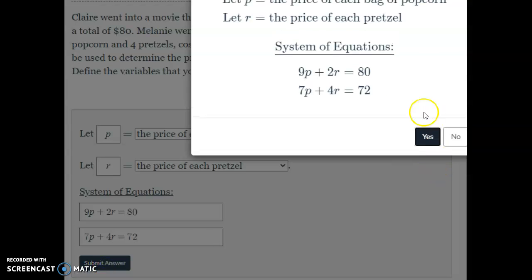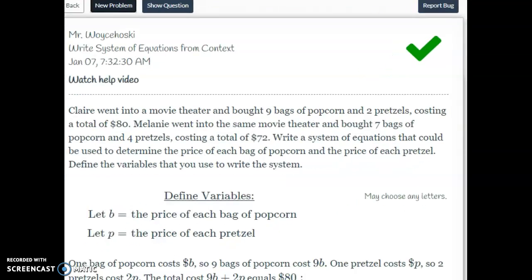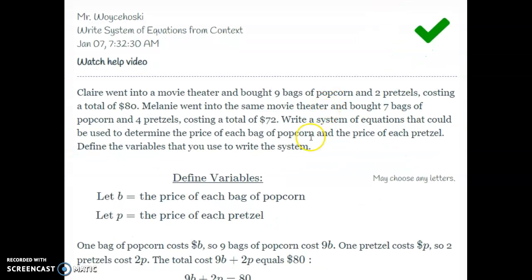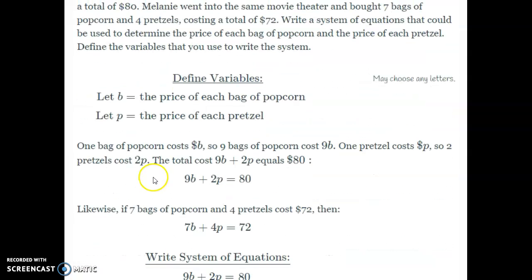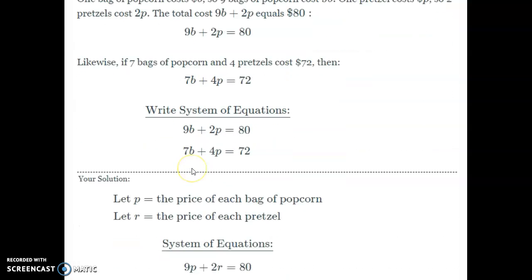And again, when you submit your answer, it'll ask you, are you sure? Yep, we'll say yes. And it's going to let us know how we did. Now, they might have picked different variables. So you notice in their explanation, they said let B equal the price of a bag of popcorn, which makes sense, B for bag. We picked different variables and we still got it right. It doesn't matter the variable you pick. It just matters that you define the variable and then you have the right equation.